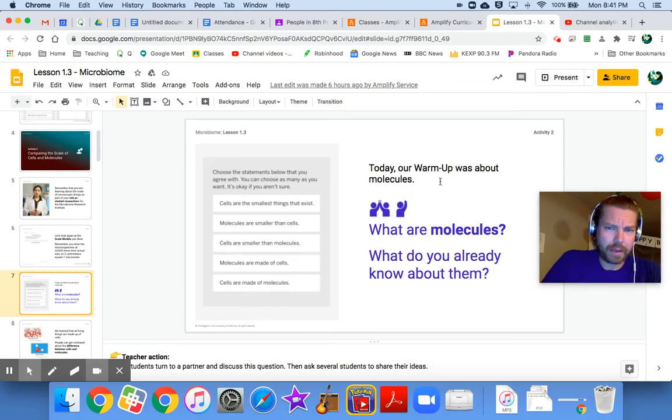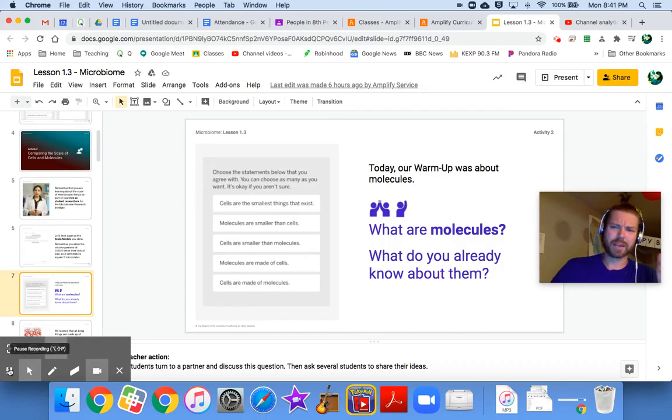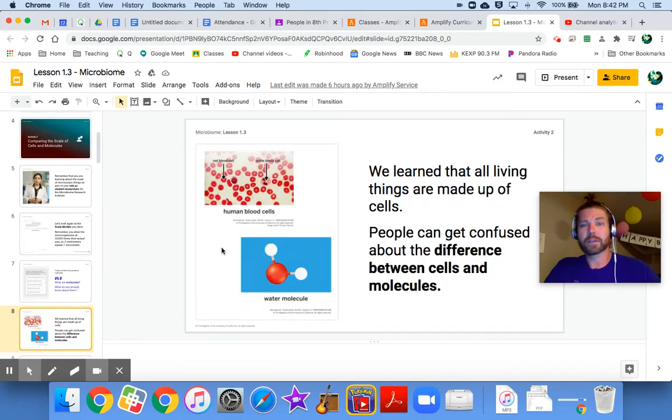We talked about molecules in our warm-up. That was some of the statements that we had. So what are molecules? What do you already know about them? Think about that for a second. Just take some time. What are molecules? What do you already know about them? I really don't know much about them, Mr. Reagan. Can you tell me more? Yeah, sure. Let's talk more about them. Molecules, when we did our card sort, we had a water molecule, didn't we?